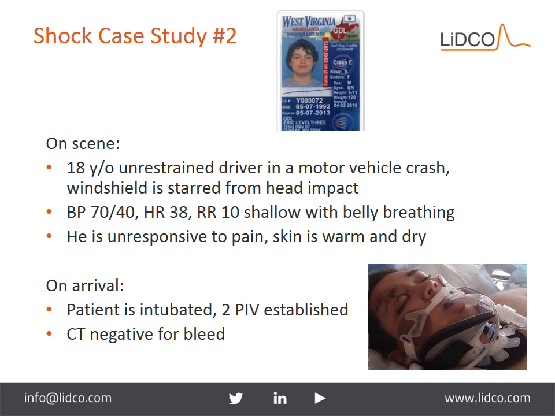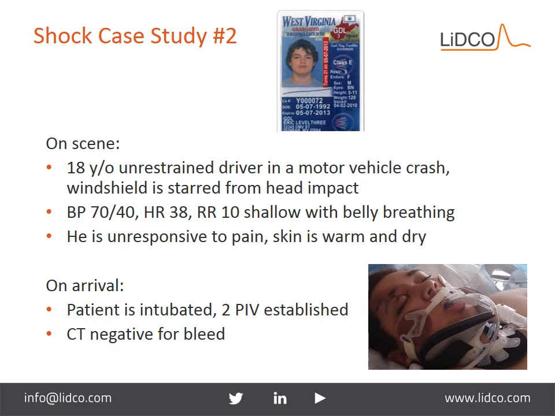His blood pressure is 70/40, his heart rate's 38, with shallow breathing at 10. He is unresponsive to pain. His skin is warm and dry. He's been intubated. He has 2 peripheral IVs. We triage him quickly to CAT scan, where it is negative for a bleed, fortunately for him. However, we do know that many negative CAT scans do not rule out a head injury.